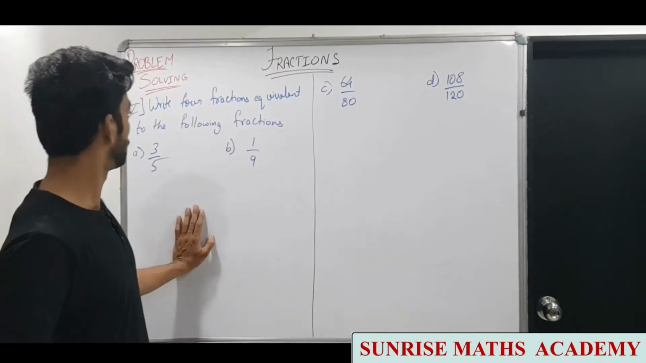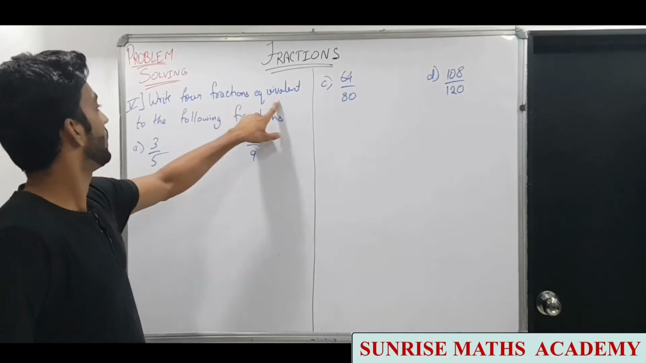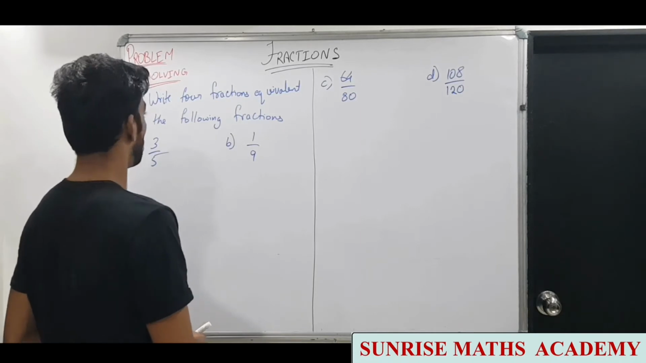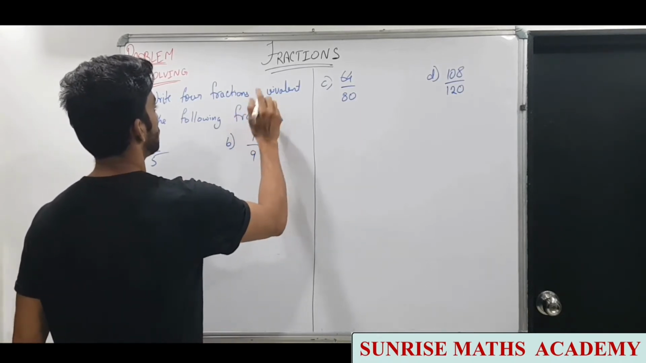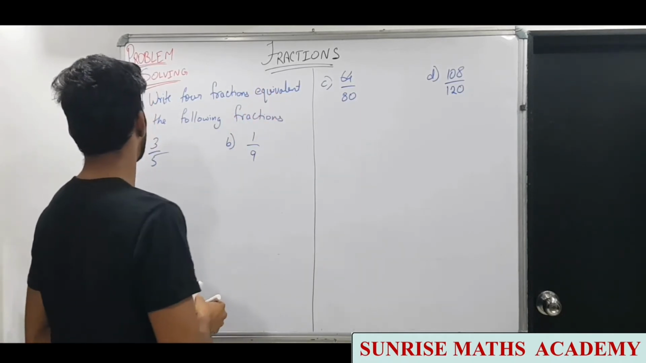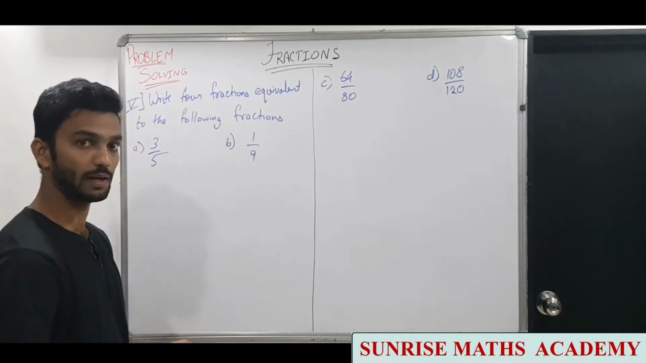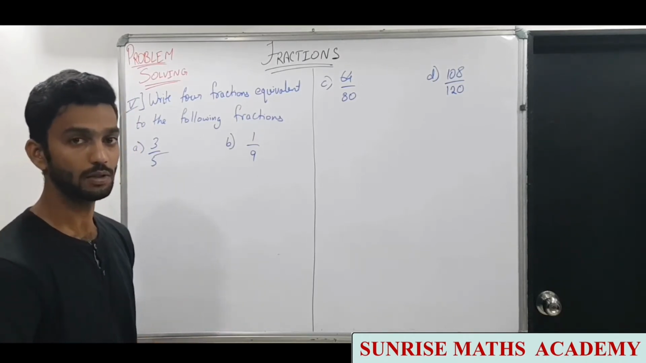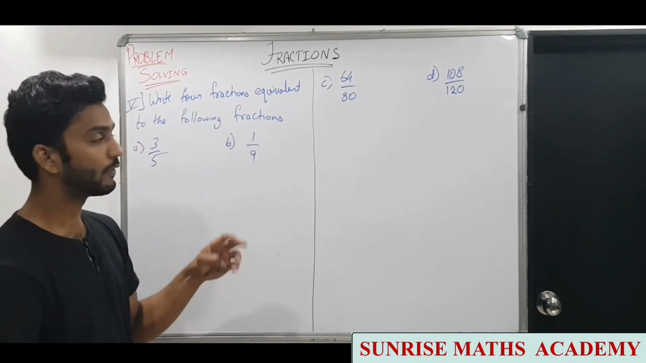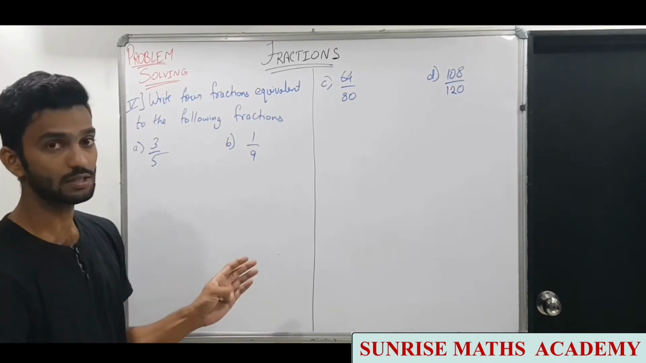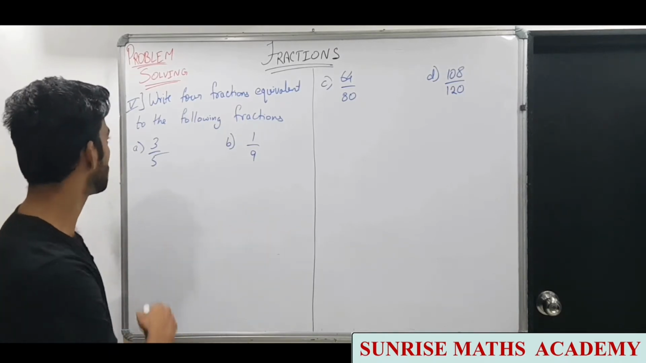Next question, we have to write equivalent fractions. So 4 equivalent fractions we have to write of these given fractions. To find equivalent fractions, we can either multiply both numerator and denominator by a number, or we can divide them by a number if they are not in the simplest form. We have such examples, we'll see.